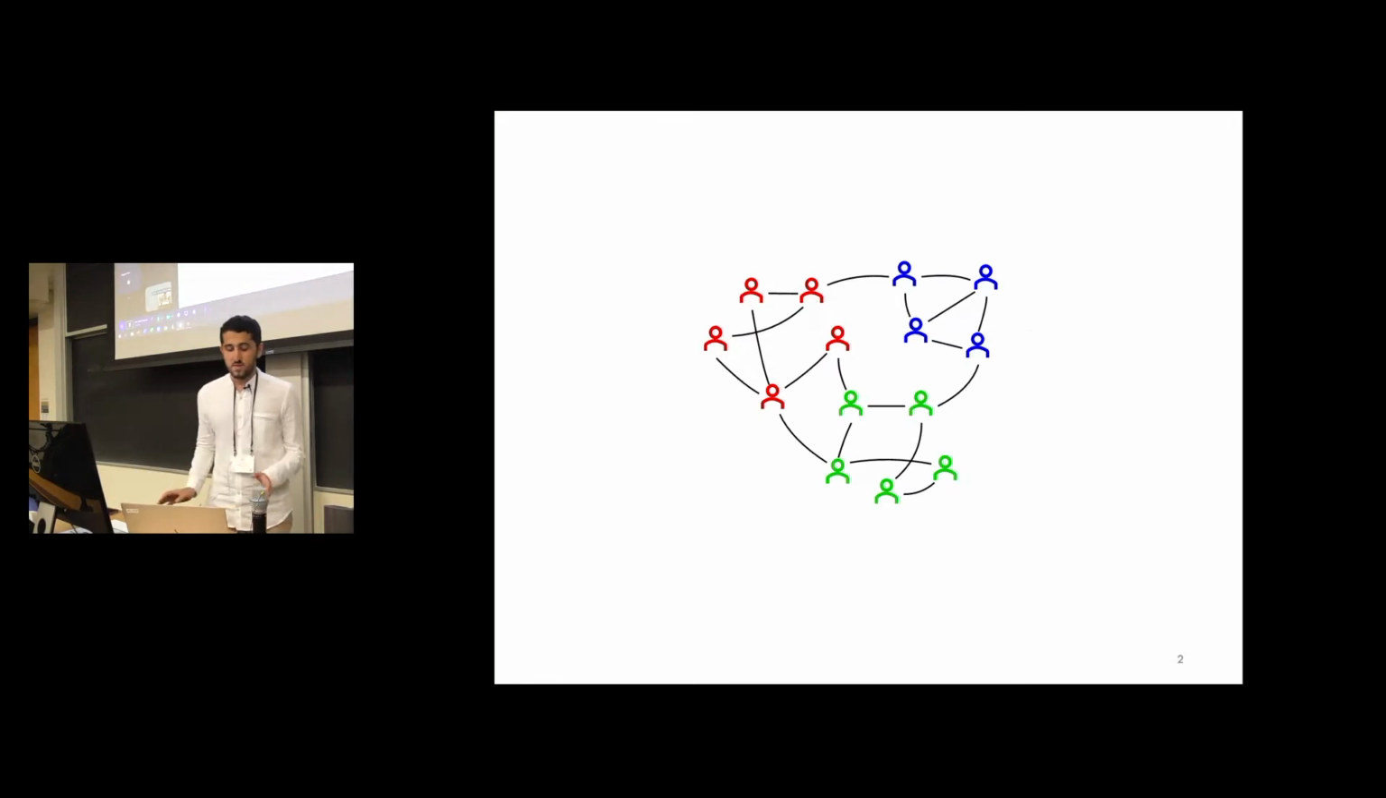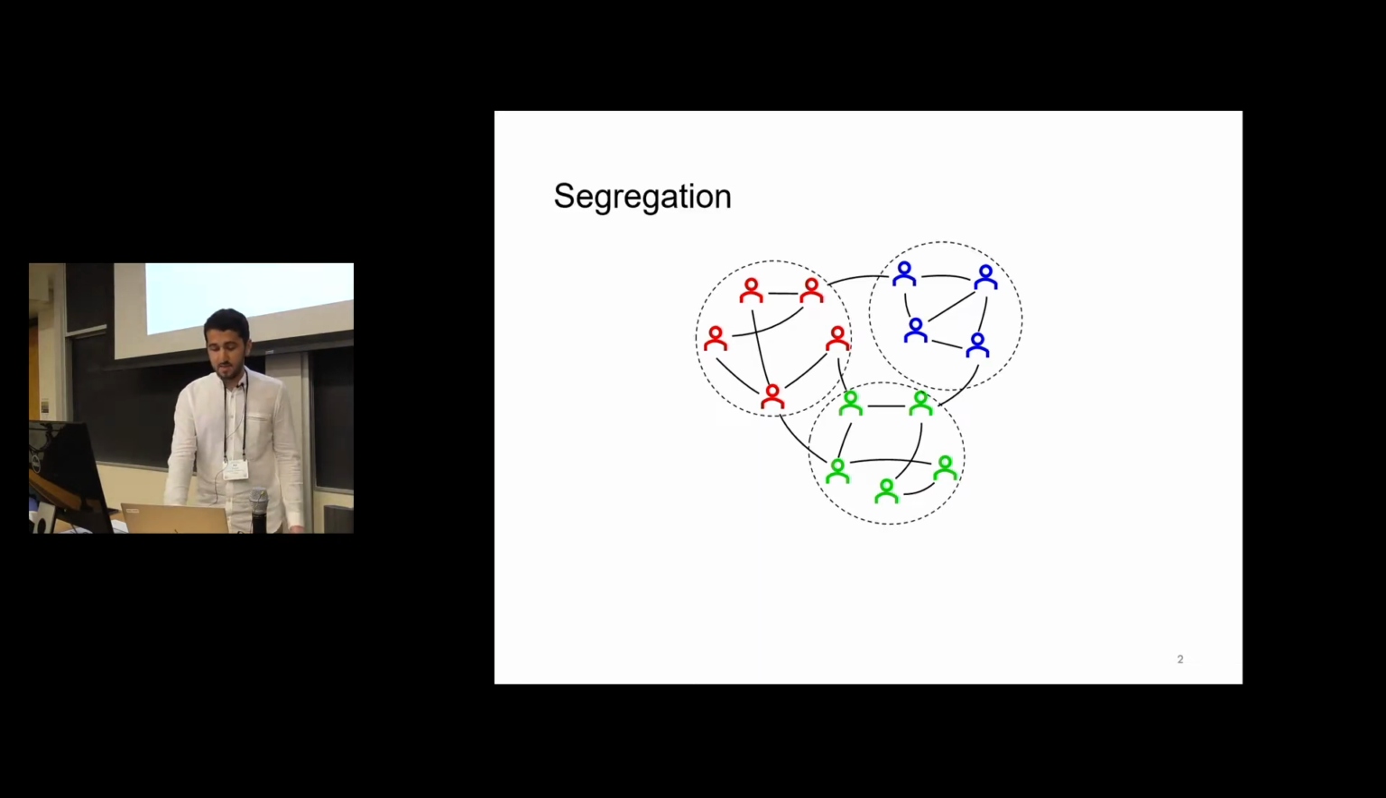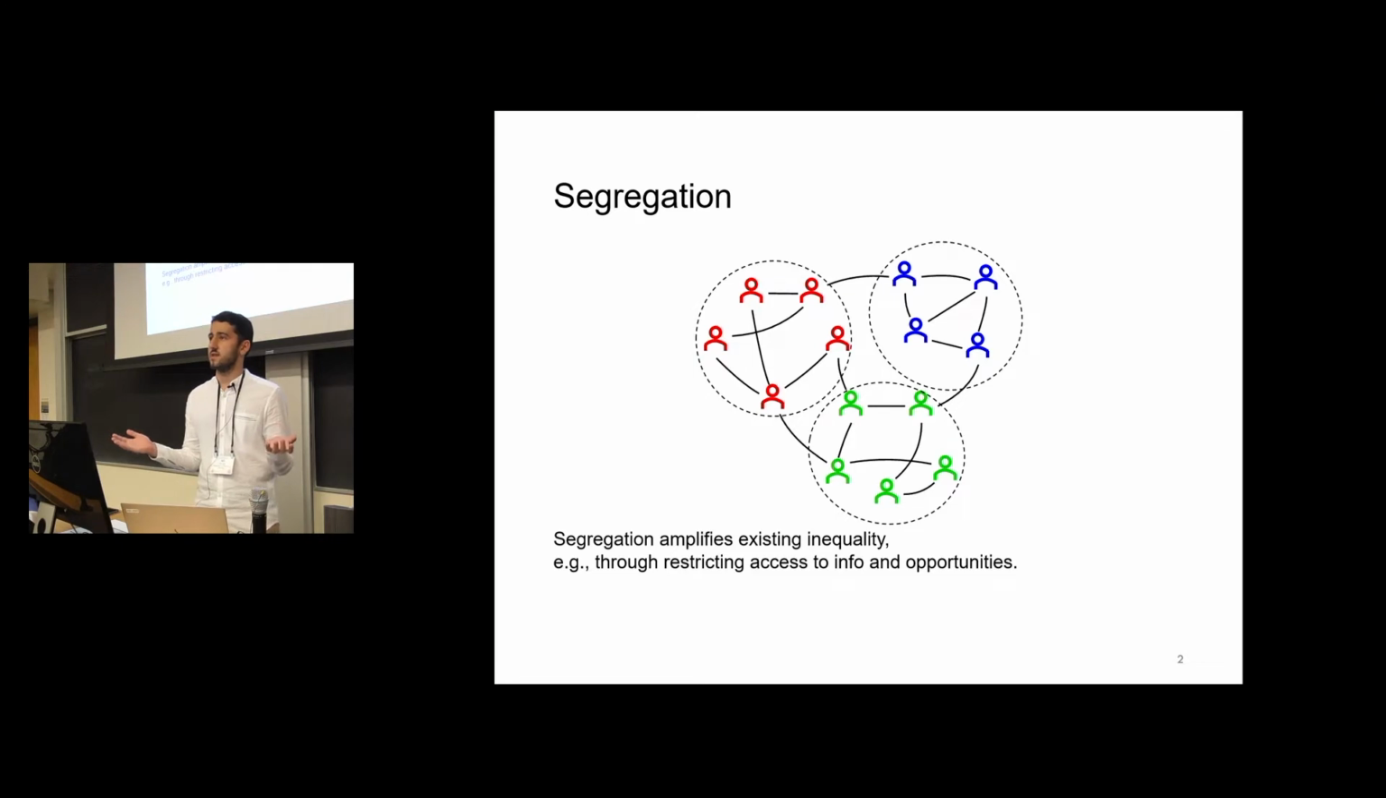We study heterogeneous networks here, where agents have types. That type might be a demographic group, for example. And here, different types are depicted with different colors. The pattern we often observe in real-world settings is that there is a segregation between different types, which is harmful because it amplifies existing inequality.